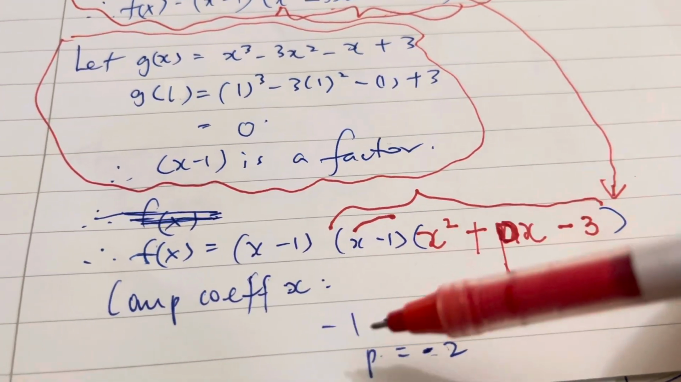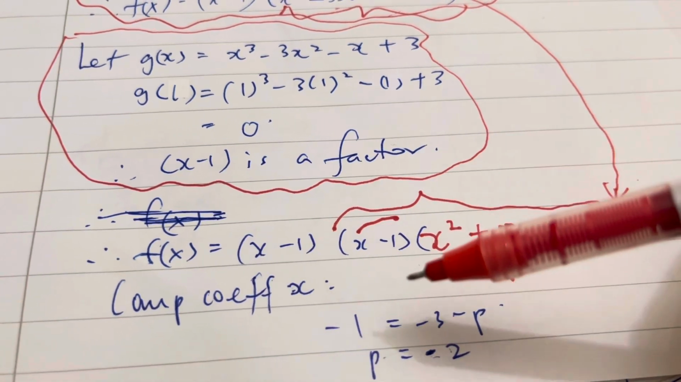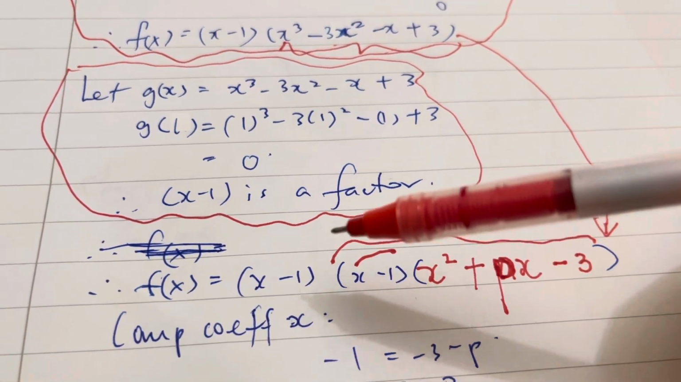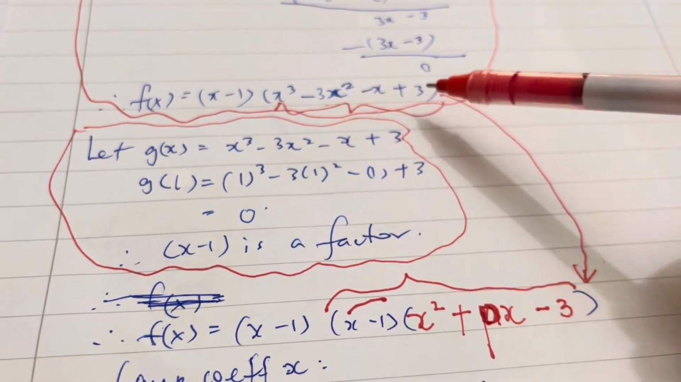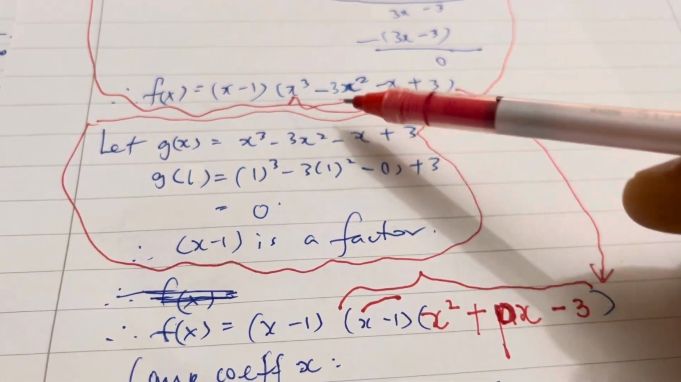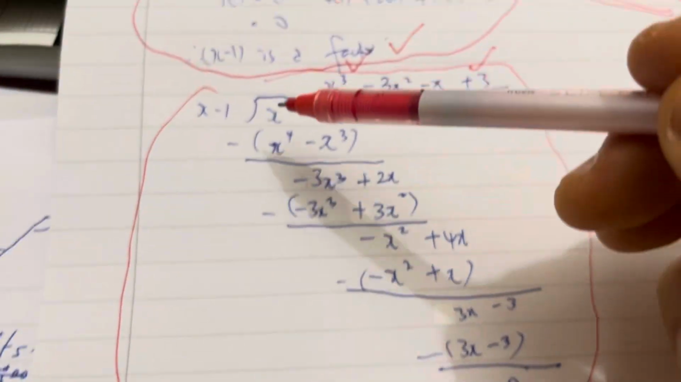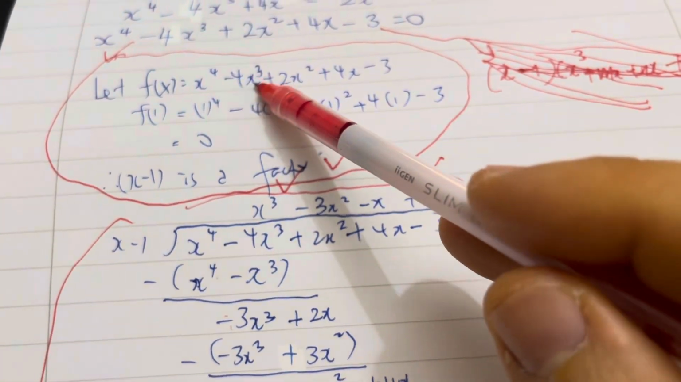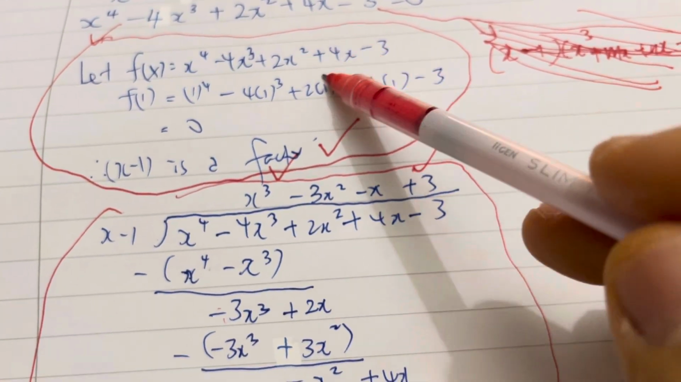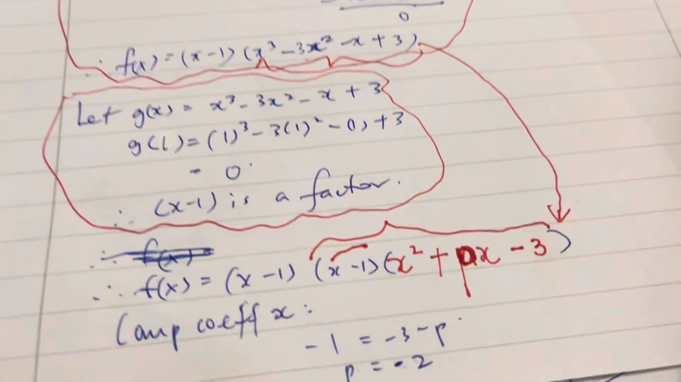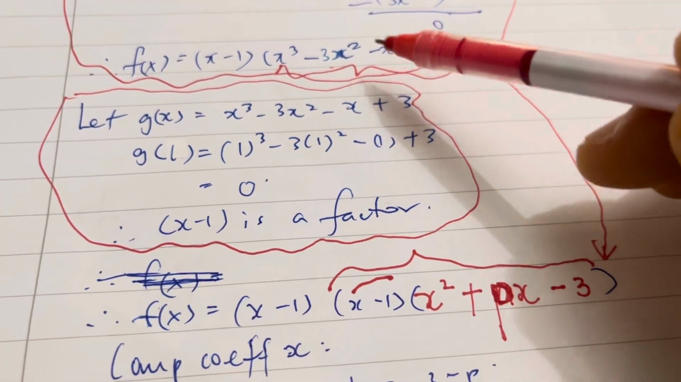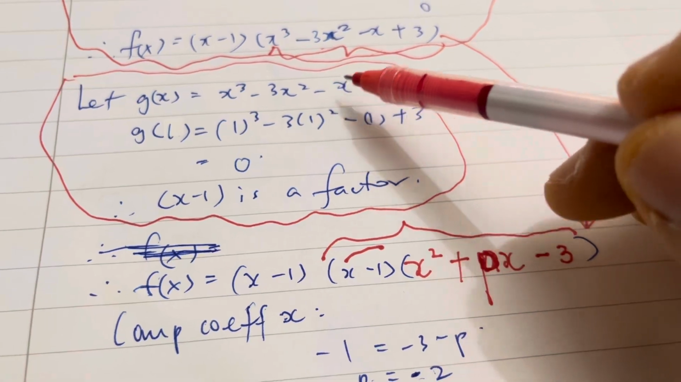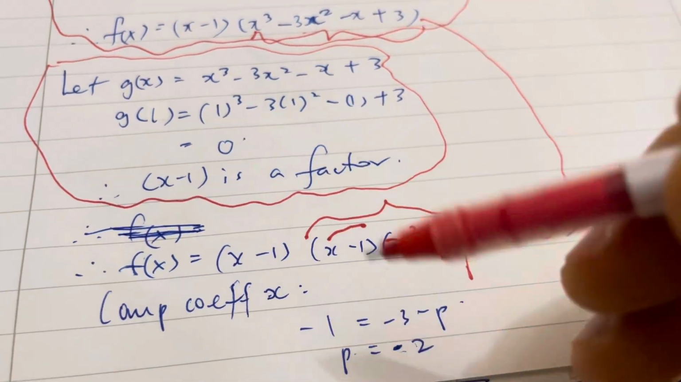And right now you have to compare coefficients, and you have to be very careful. We are dealing with g(x), which is this. We are not dealing with f(x). So when you compare coefficients, don't compare the coefficient of this x. You have to compare the coefficient of this x, which is the g(x).